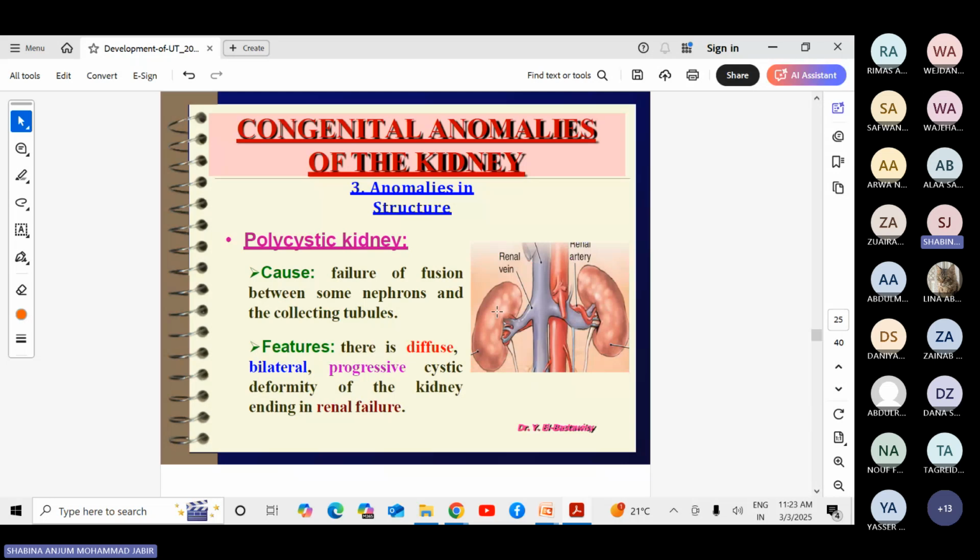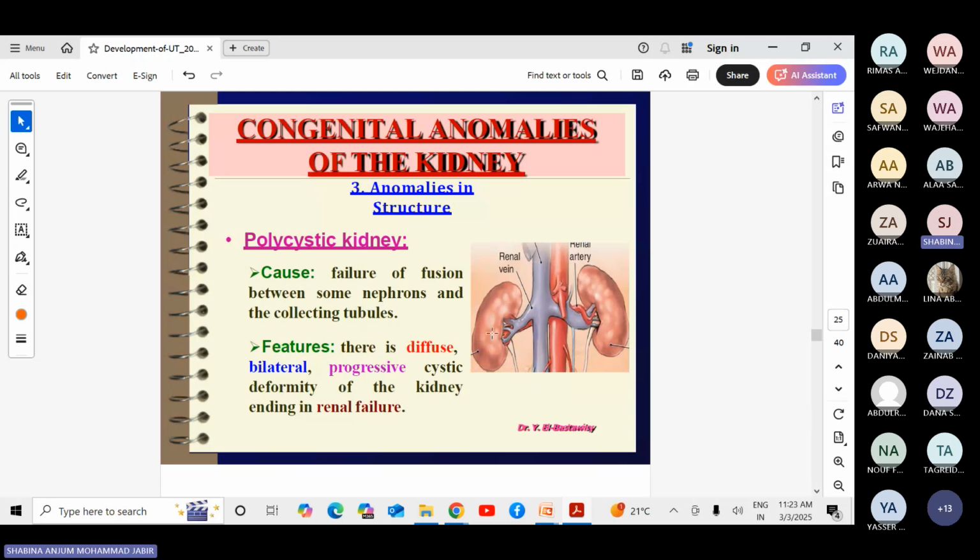Then, as I told you, some people may have the lobulated or polycystic kidney. So, there will be failure of fusion between nephrons and the collecting tubule, because we know the kidney develops from two different sources, the excretory and the collecting system. So, if they don't fuse with each other, the kidney will appear lobulated.